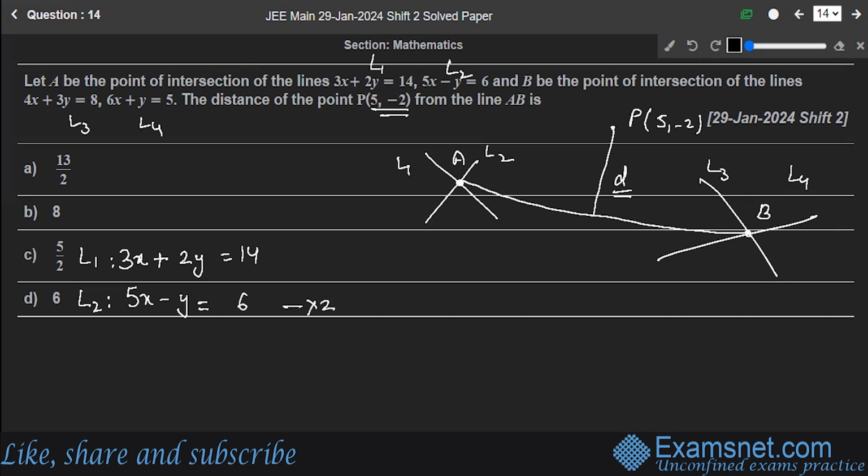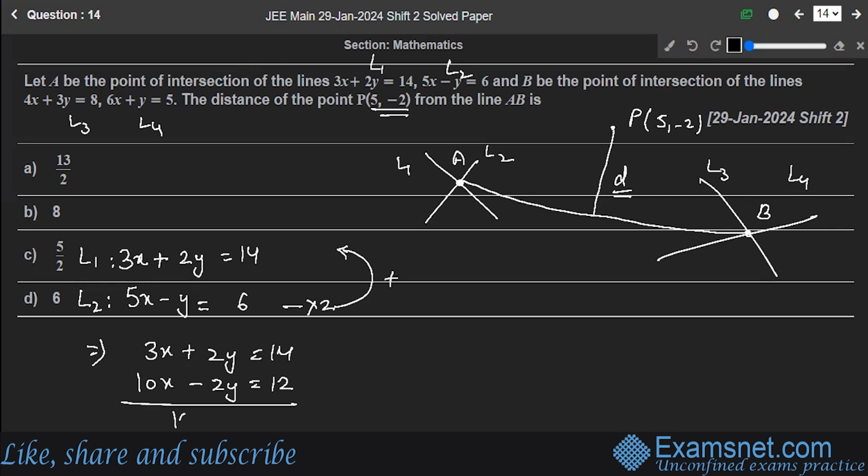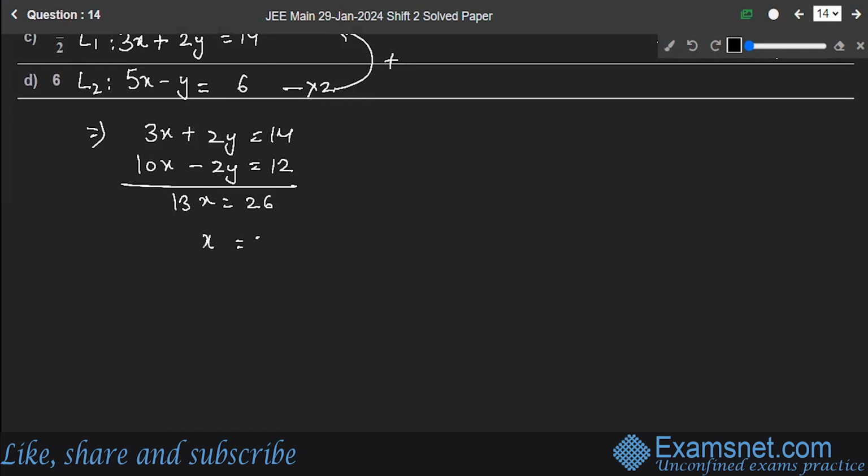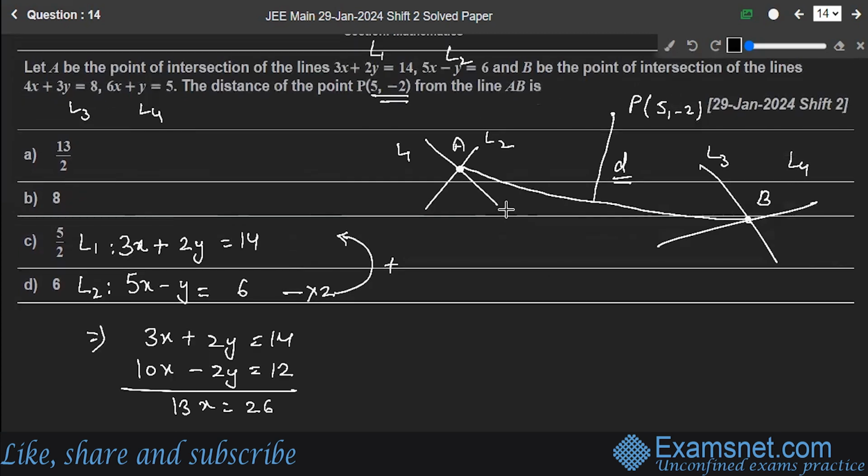I'll multiply this with 2 and add to the first one. So you will have 3x plus 2y is equal to 14, 10x minus 2y is equal to 12. You have 13x is equal to 26, or x is equal to 2. And for x is equal to 2, you will calculate the corresponding value of y. 3 into 2 plus 2y is equal to 14, or you have y is equal to 8 by 2, that is 4. Okay, so this is your point A, 2 comma 4.